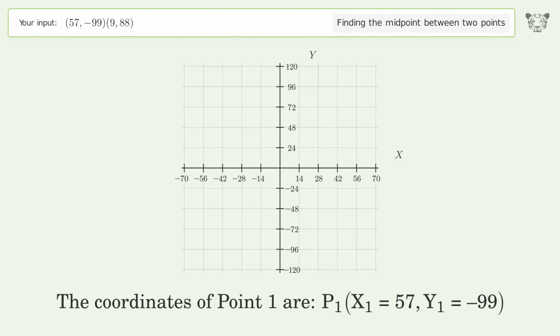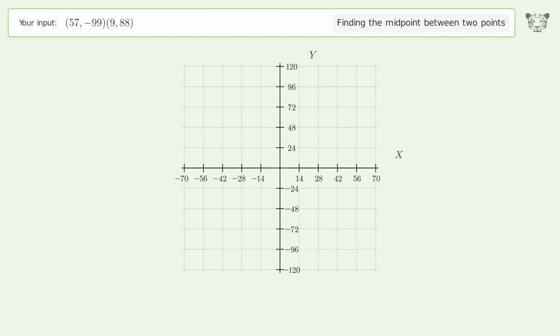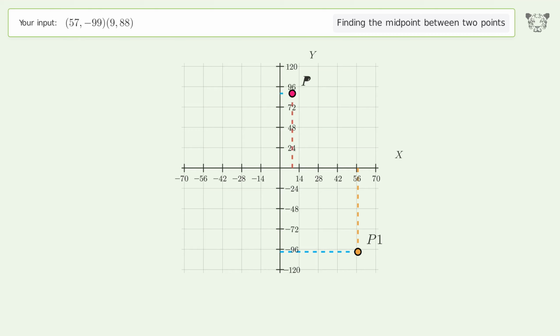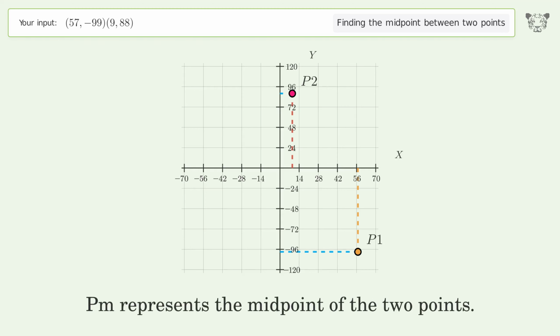The coordinates of point 1 are x1 equals 57, y1 equals -99. The coordinates of point 2 are x2 equals 9, y2 equals 88. PM represents the midpoint of the 2 points.